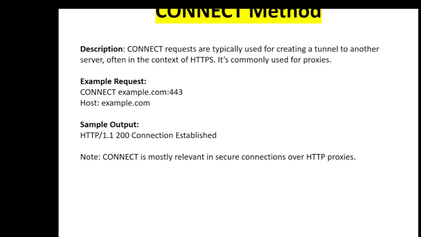Next we talk about connect method. Connect is primarily used for setting up a network tunnel, right? Often for HTTPS connections. This method opens a tunnel from the client to the server, enabling an encrypted connection to the target resource. For example, here we are just creating a tunnel with the connect method, and the response is confirming the tunnel has been established, right?